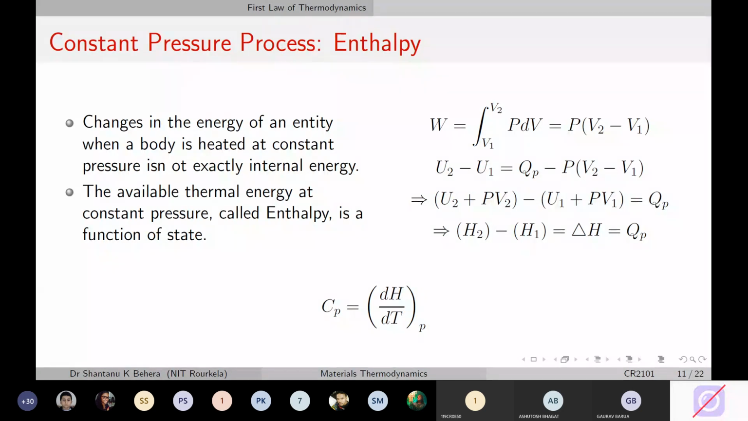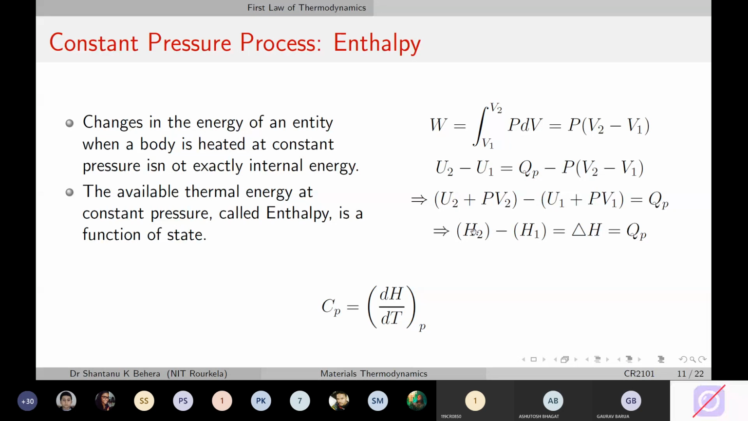And if you write like this, look at the second line here. This is the first law. Delta U is QP minus P delta V. That's the work term, and then you do a little bit of rearrangement. You would find that (U2 plus PV2) minus (U1 plus PV1) is the heat transacted at constant pressure, which we define this term U plus PV as the term H, which is enthalpy. So H2 minus H1, that is delta H, is the change in enthalpy, and that's the heat transferred at constant pressure.